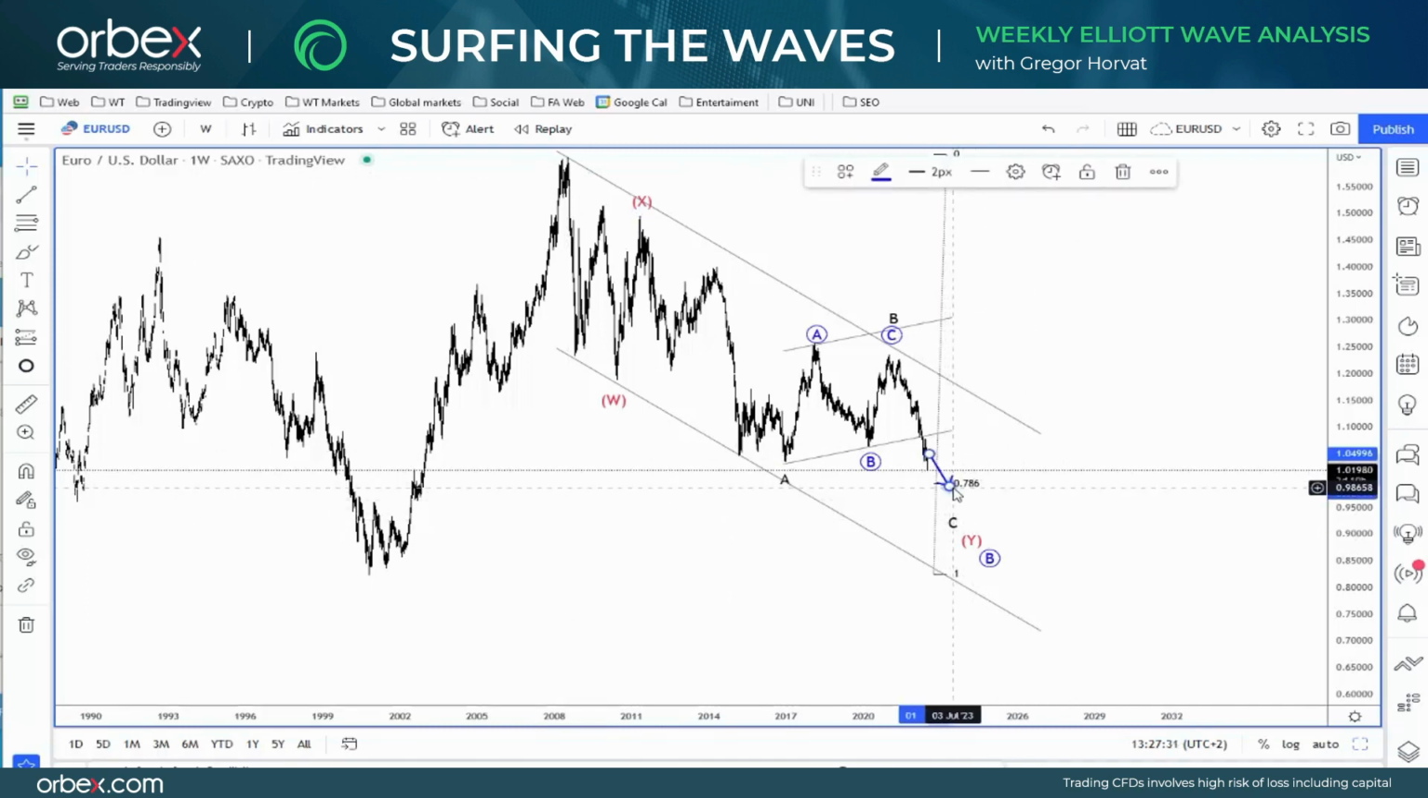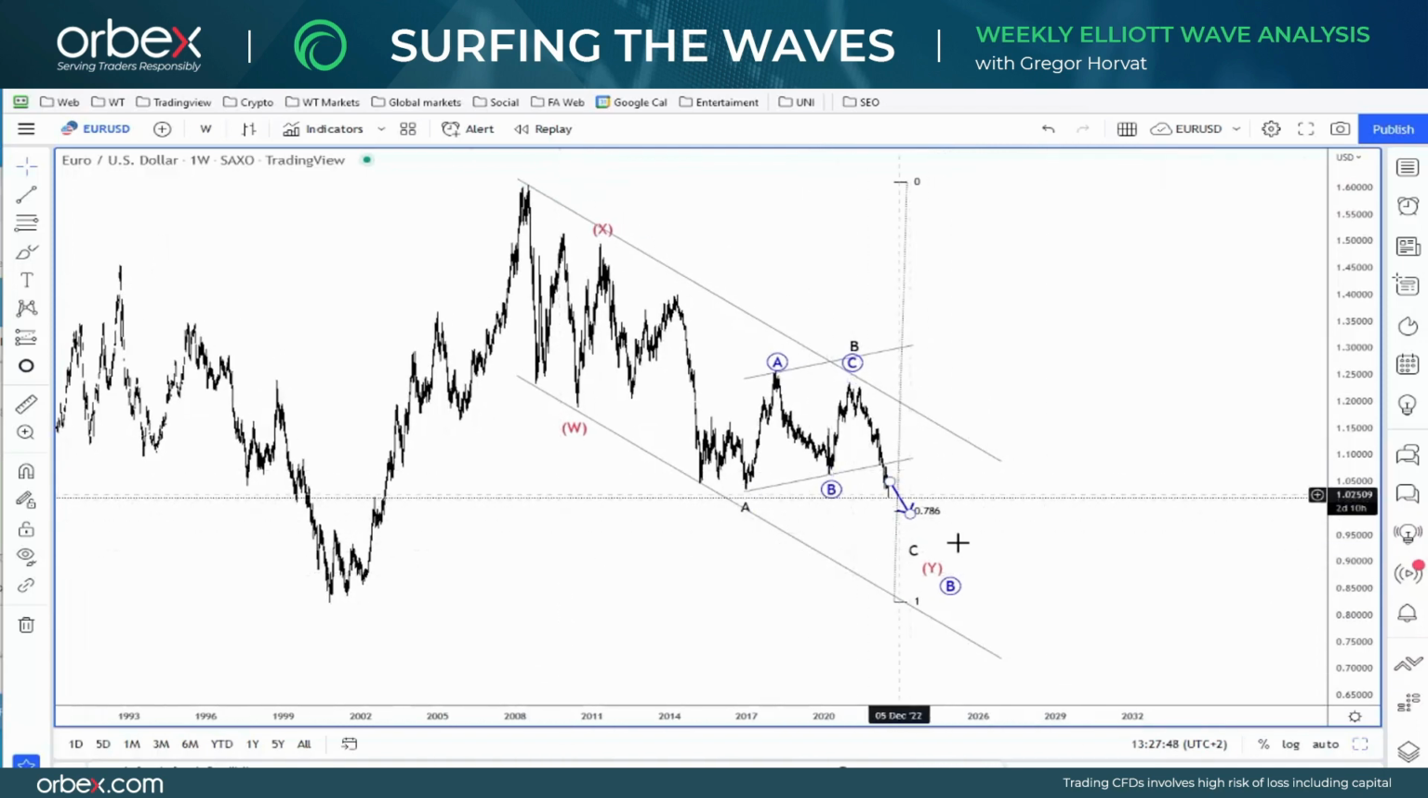I think that ECB is definitely aware that a weak euro is making inflation even worse. So I think that if we see a parity or even a move below that, sooner or later maybe they could even intervene in this market and potentially we could see price stabilization.